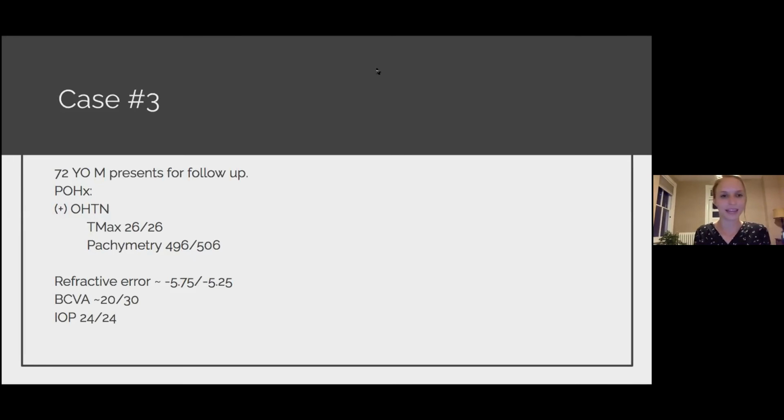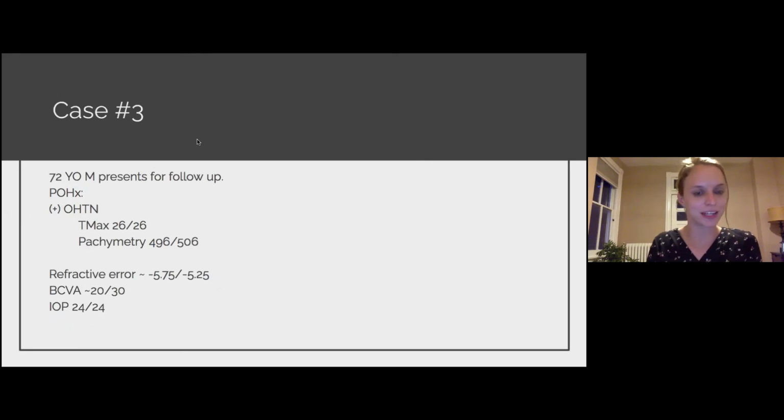I have one last case, and in this final case, we actually have a high IOP to talk about. This was a 72-year-old male presenting for a follow-up exam. He was followed for ocular hypertension. His max IOP was 26 in each eye, with a thin pachymetry of 496 and 506.